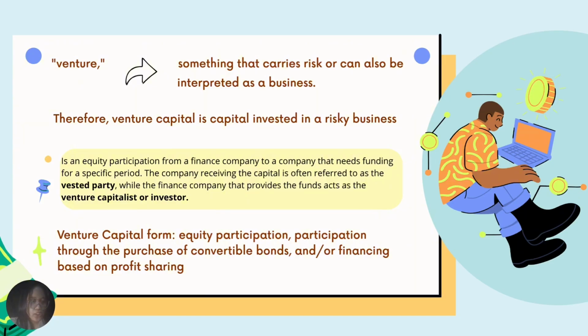So we can conclude that venture capital is an equity participation from a finance company to a company that needs funding for a specific period. The company that received the capital is often referred to as the investee party, while the finance company that provides the funds acts as the venture capitalist or investor. Venture capital firms do equity participation, purchase of convertible bonds, and financing based on profit sharing.